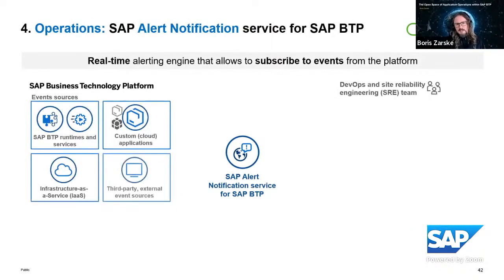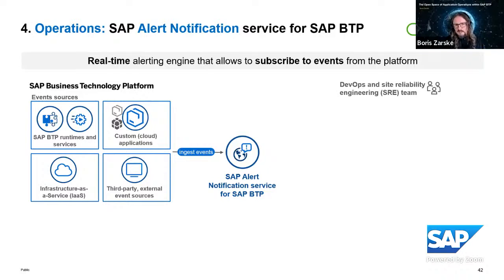Yeah, we have integrated here the different runtimes from BTP, be it Kyma, Neo, Cloud Foundry, and so on. We have also enabled a lot of different services. Then you can also get alerts from the infrastructure as a service providers. For example, if BTP is running on Microsoft Azure, then you can get corresponding events from that one. You can come up with custom events that are also offered by the same channels.